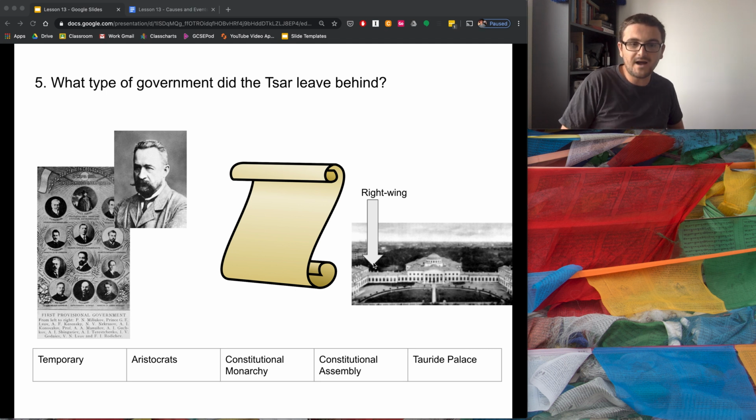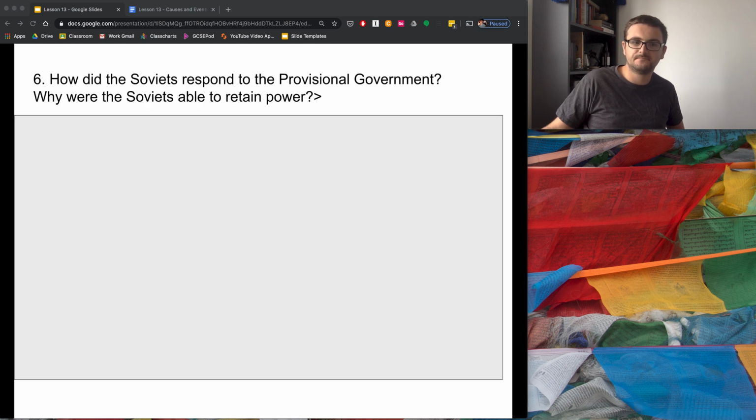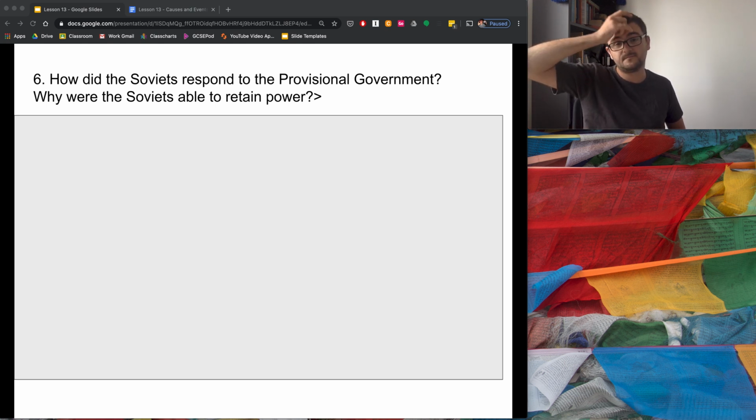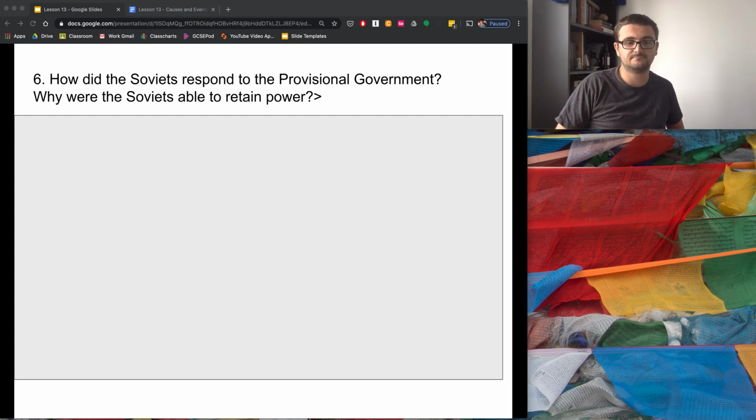And the reason why this attempt to get a constitutional democracy doesn't work is because of question 6, to a large extent. How did the Soviets, those councils set up by the workers, respond to the Provisional Government, and why were the Soviets able to retain some power? Why didn't the Provisional Government take all authority and all control of the government? Why did the Soviets continue to exist after the February Revolution? Empty your head about what you remember now.